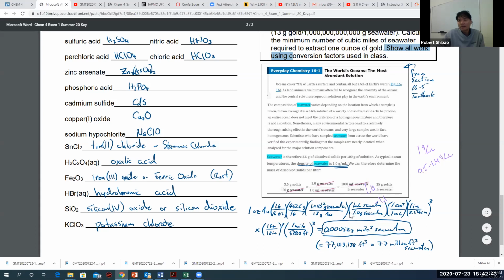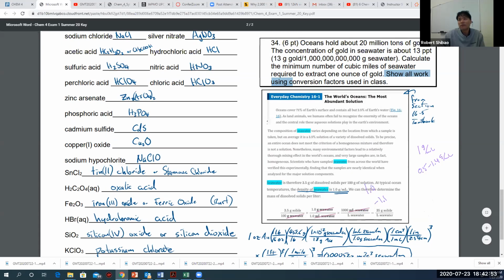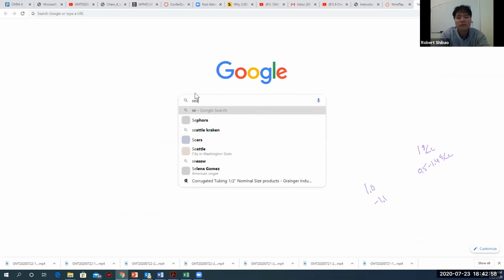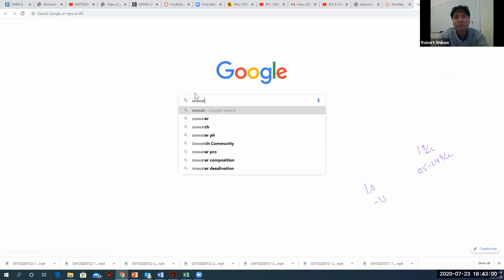Now, this conversion factor, where the density of seawater is 1.0 grams per milliliter, that one was fair use. You could have looked that up. If we Googled it, I would have been fine. So if you did Google it, that's not a problem. Seawater density, in fact, that's what I was expecting. I was expecting people to Google it.